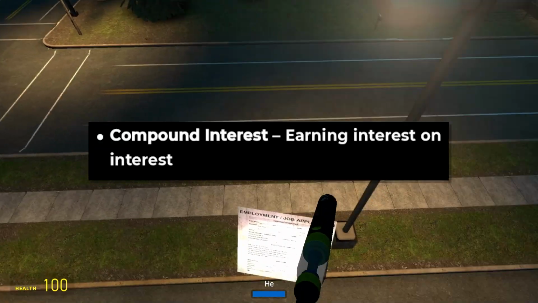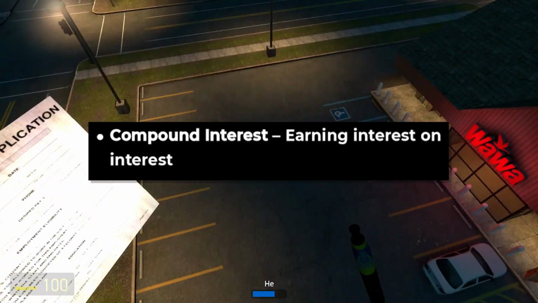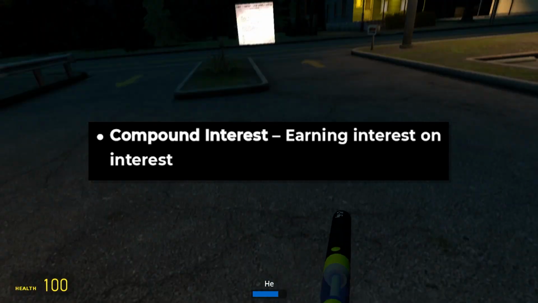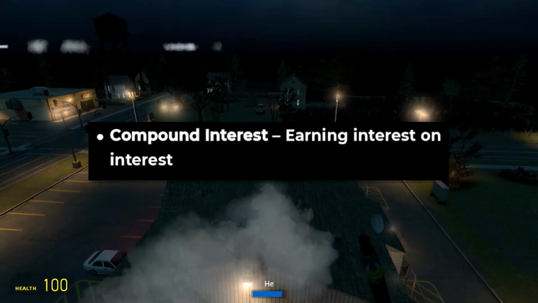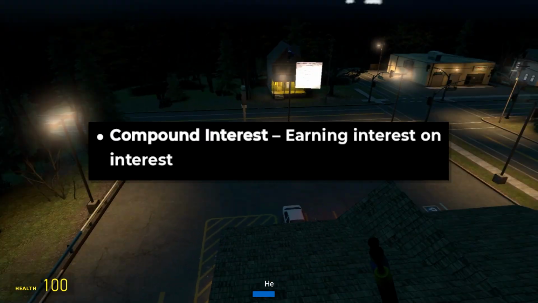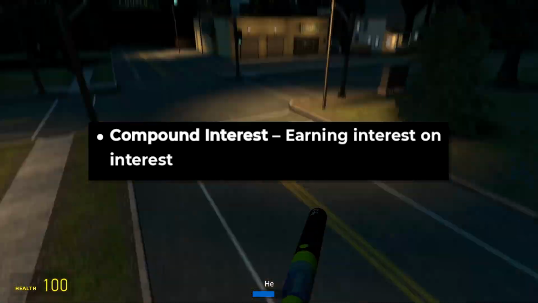Okay, compound interest. This is a big one. I talk about it in the stock video also. That's earning interest on interest. So every year your money goes up because, let me explain it in the most simple terms, right? You have $100 in stocks. By next year, let's just say they go up to $120.